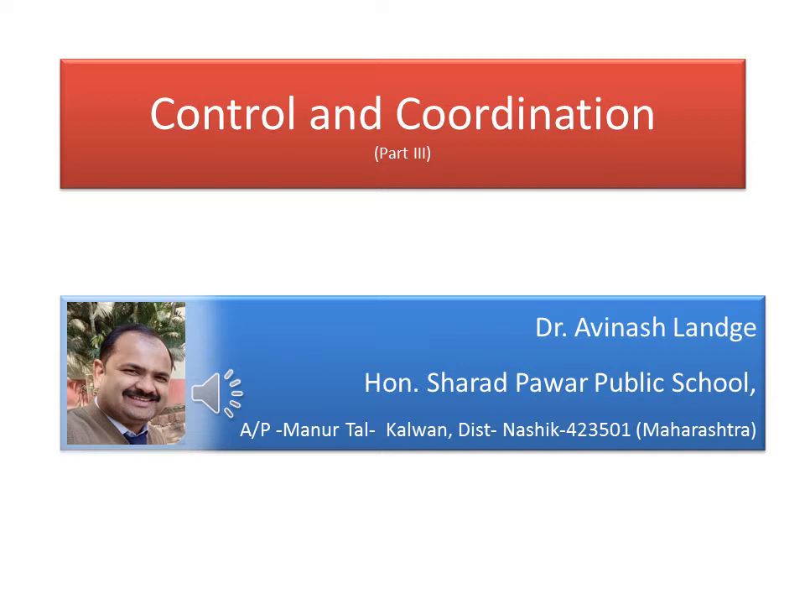Hello dear students. In the last part we discussed the structure of the neuron and the types of nervous system. We also discussed reflex action and reflex arc. In this part we are going to discuss the brain, its parts and functions. Let's begin.